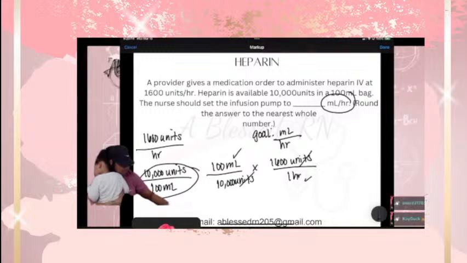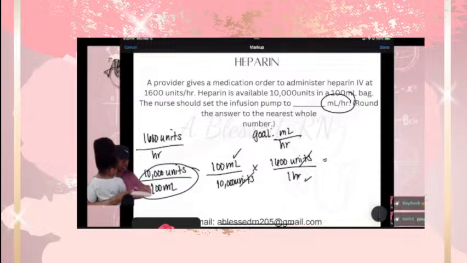Now we have milliliter per hour, and that's it. Don't multiply or divide by 60. Don't try to add anything else to it. You got what your goal is asking you for: milliliters at the top and hours at the bottom. Don't make it harder than what it has to be. So that's 100 times 1,600 divided by 10,000, and that is 16 milliliters per hour.